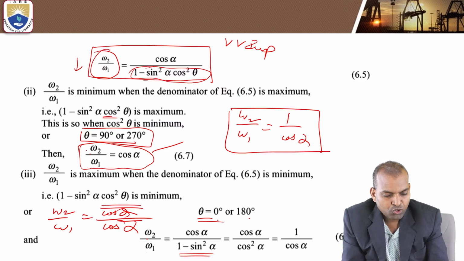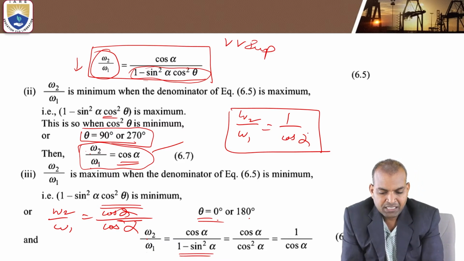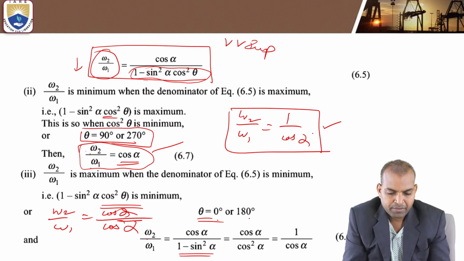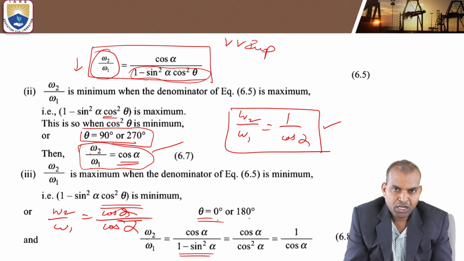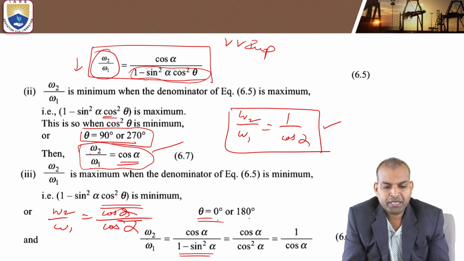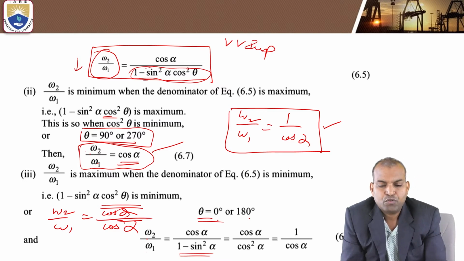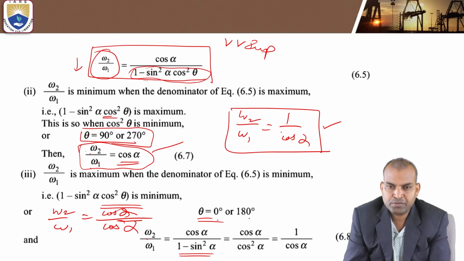And omega 2 by omega 1 equals cos alpha is the minimum velocity ratio, and omega 2 by omega 1 equals 1 by cos alpha is the maximum velocity ratio. This ratio of angular velocities, cos alpha, is the minimum, and 1 by cos alpha is the maximum.